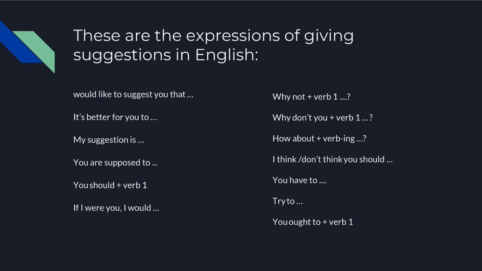Be supposed to is used when you are expected by someone else to do something. And then you should plus verb 1 or base verb. If I were you, I would. This is a kind of imaginative conditional or conditional type 2.